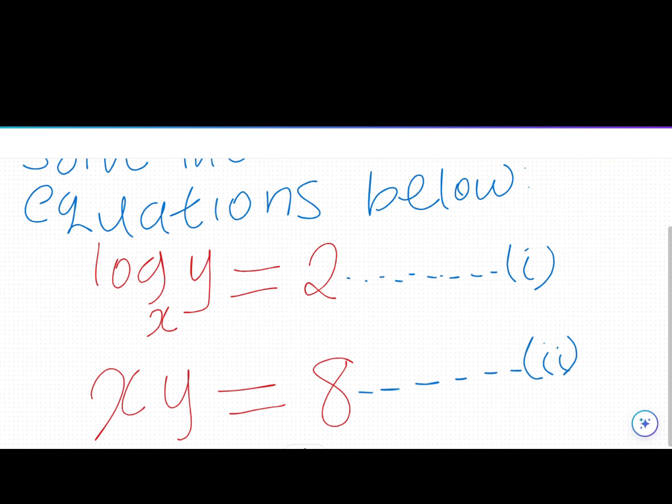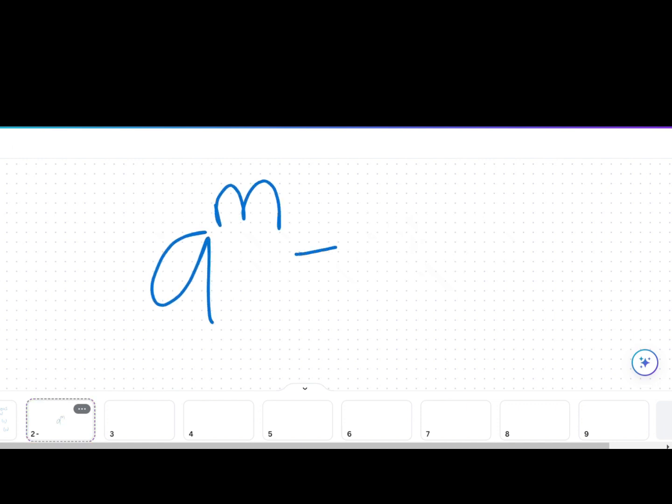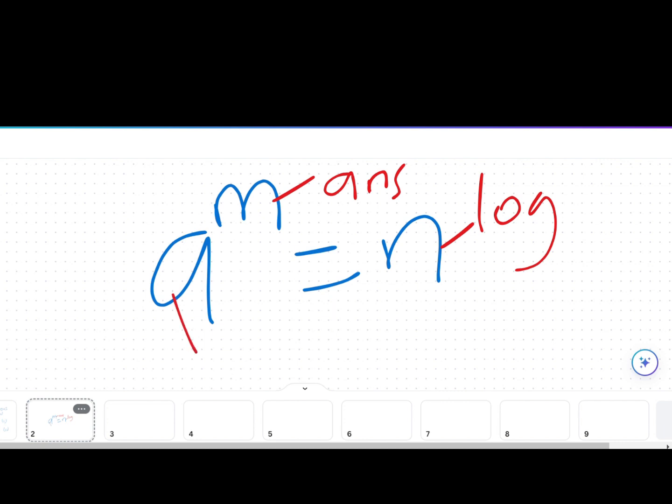Remember, it is in log form. And as you remember, in our previous class, we learned changing log form to index form and also index form to log form. So we learned that if I have a raised to power m, which is equal to n, and I want to write this in log form, then n is going to be our log, m is going to be the answer, and a becomes the base. The base does not change, the base just remains the base.